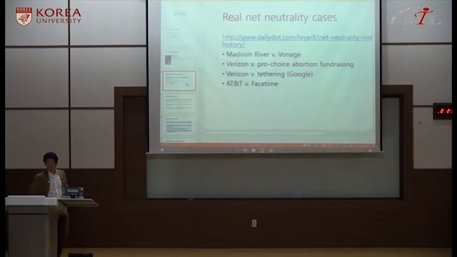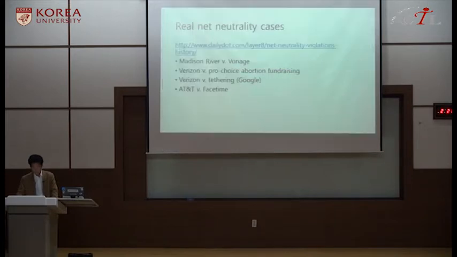Let's talk about the real net neutrality cases. Okay. So Madison River versus Vonage. Verizon was a bad boy. It already had 2 net neutrality violations, and there was one with AT&T. Let's look at them one at a time.